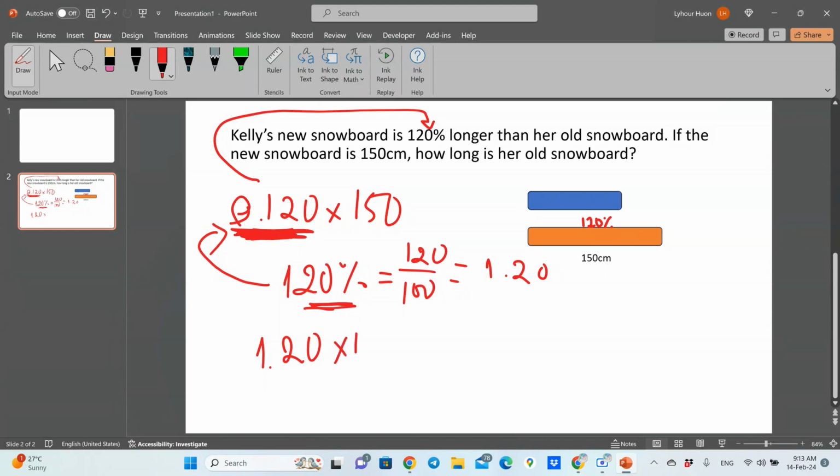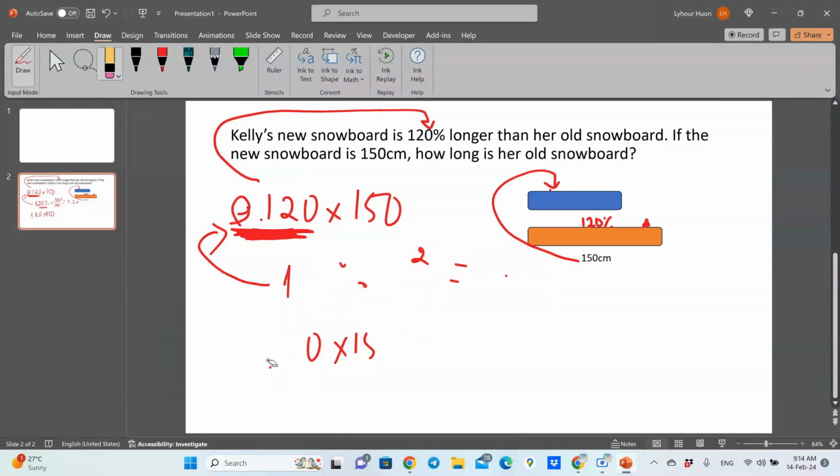Is it multiplied with 150? I want to say yes. Wait, no. What if I say it's dividing? Yeah, that should be dividing, not multiplying. If it's multiplying, that should be the length of the old one. If we multiply, we will receive the bigger one. Okay, so maybe I put this in numbers, easier to understand.